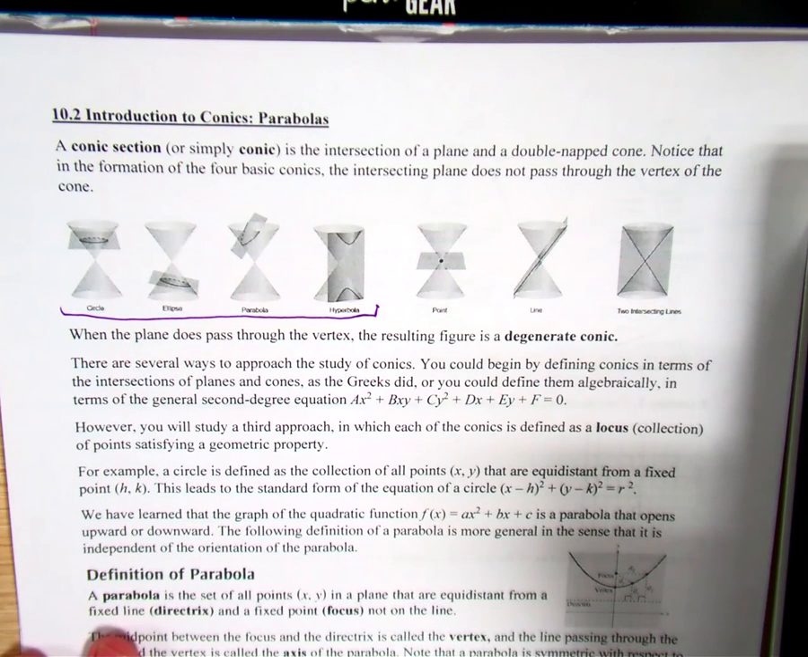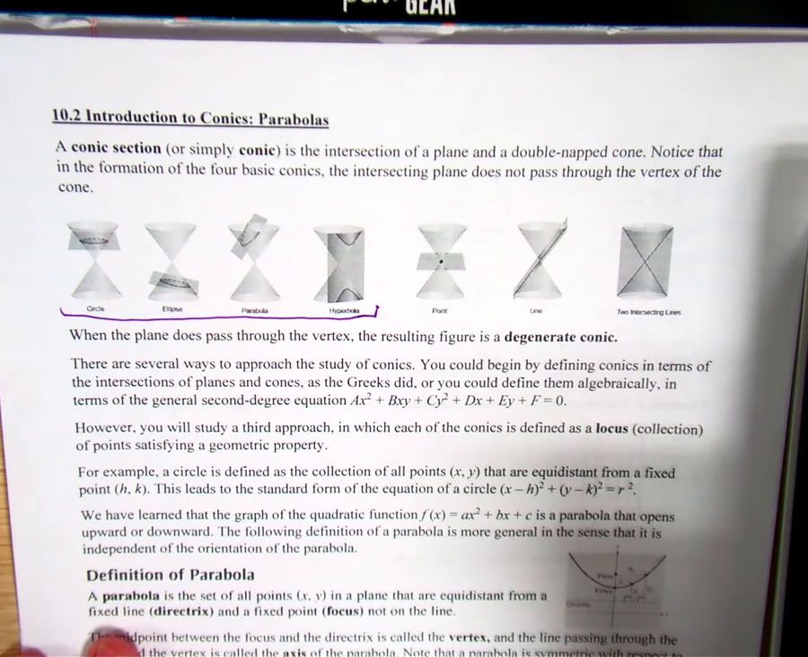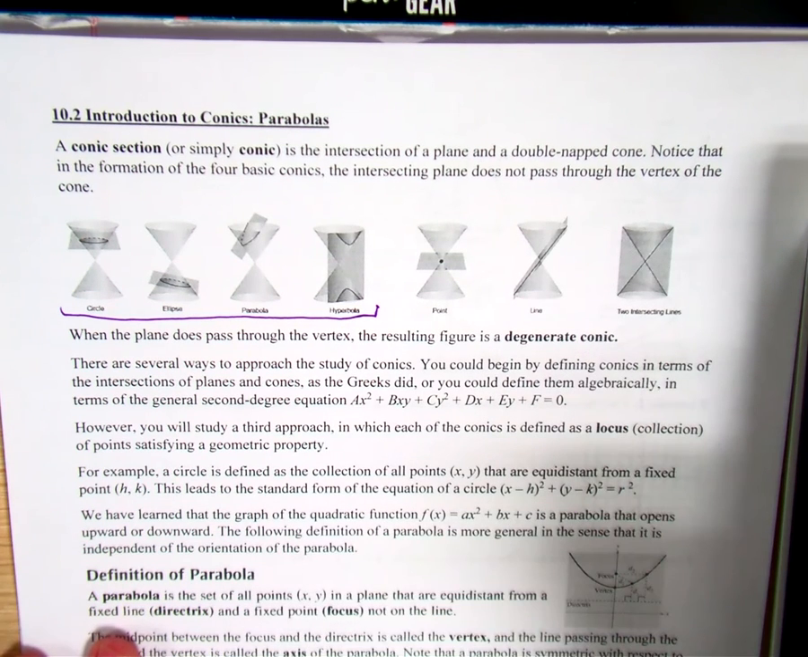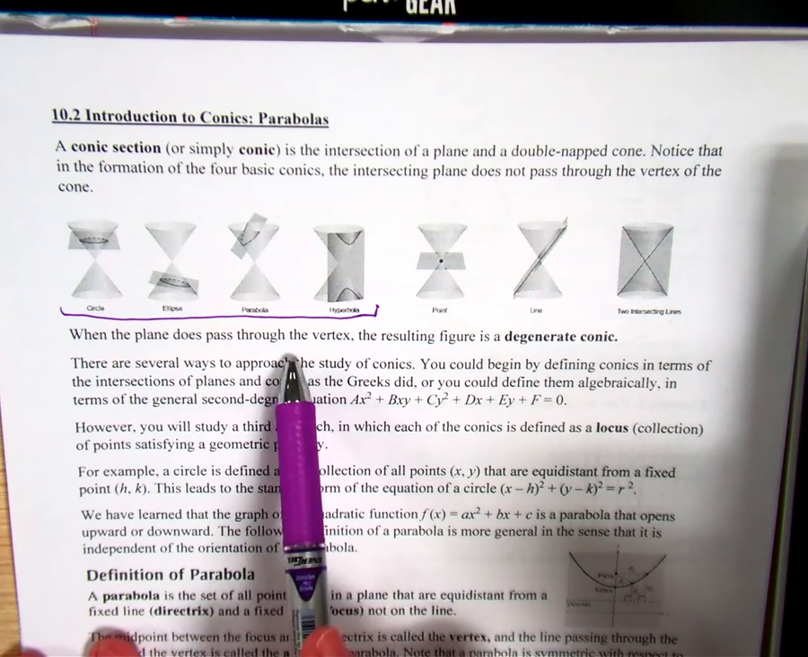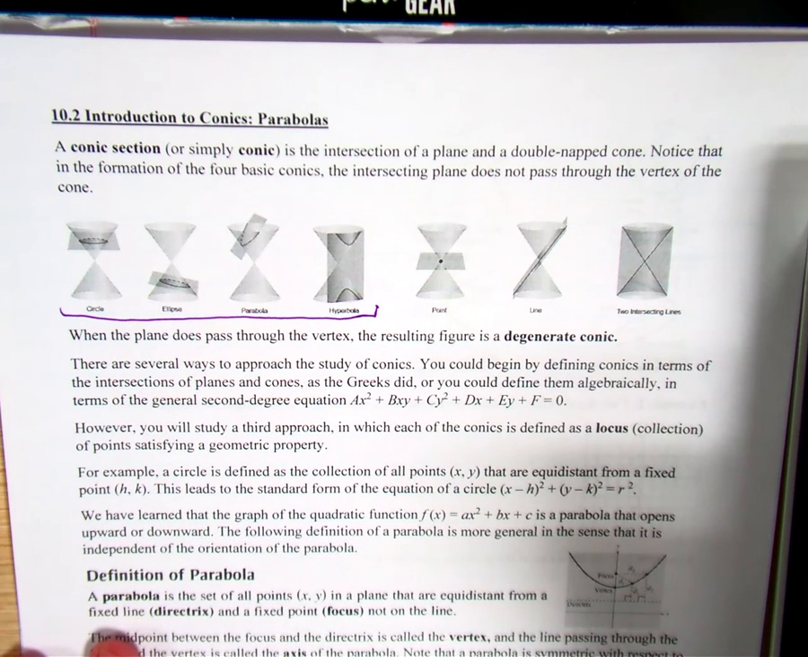vertex of the cone. If it does go through the vertex of the cone, then we get a point, a line, or two intersecting lines. When the plane does pass through the vertex, the resulting figure is a degenerate conic. There are several ways to approach the study of our conics.